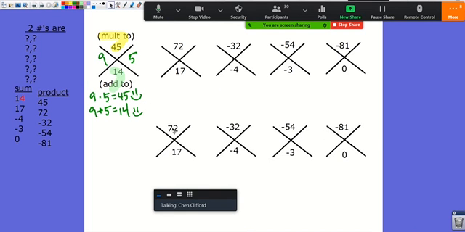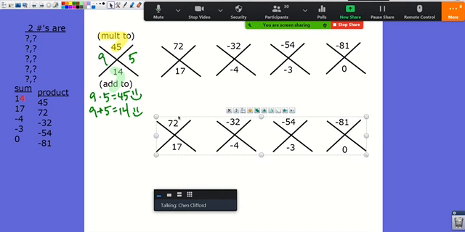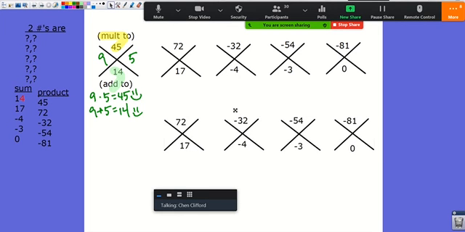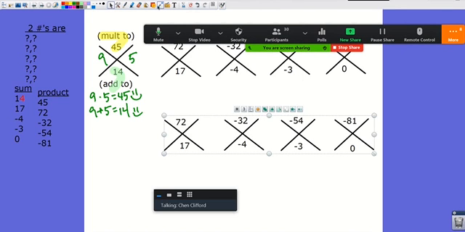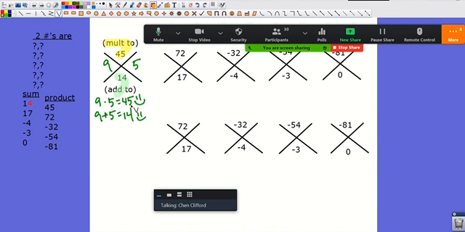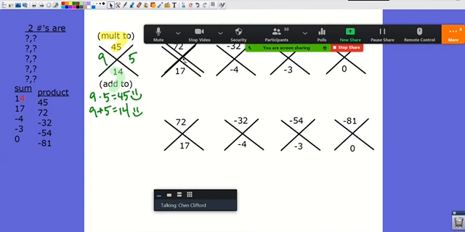All right. Okay, I want to do one with negatives. So let's go ahead and do another example right down below here.